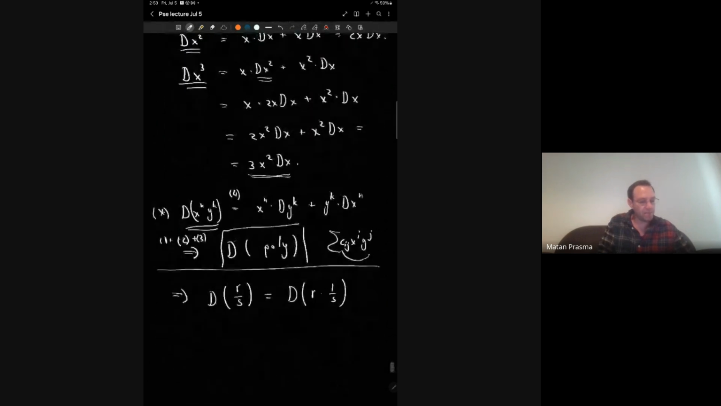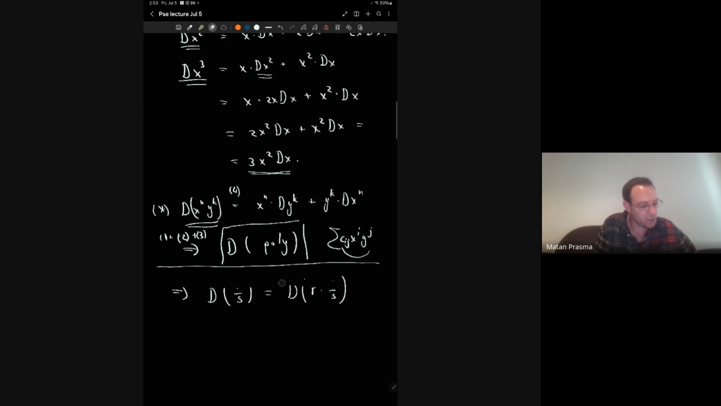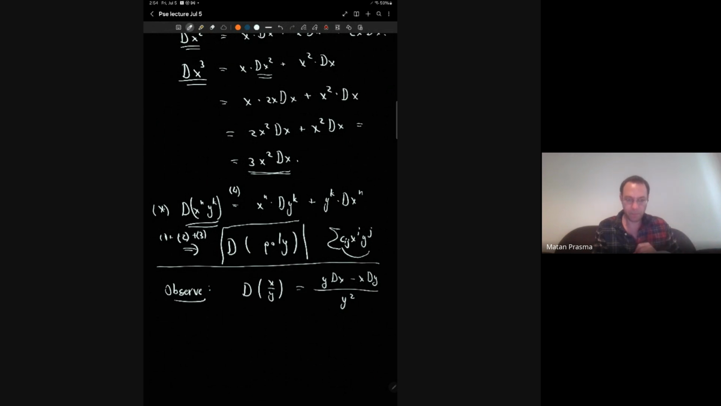Yeah, I guess to do the quotient, you can do the following. You want to do the derivation of x over y. But this you can do as you know in high school, the derivation of a quotient. It's going to be y dx minus x dy divided by y squared. This would follow from the axioms.